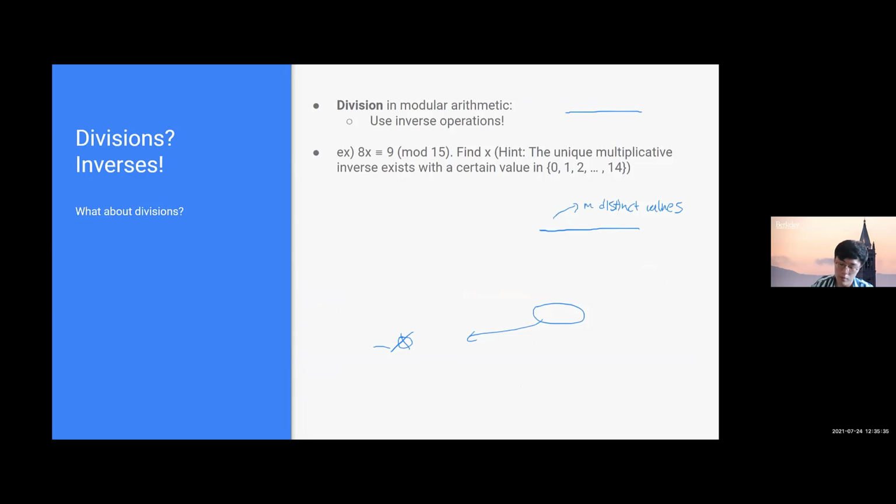Division in modular arithmetic: you should always use inverse operations. So let's try this example. 8x is congruent to 9 mod 15. If the question asks you to find x, what are you going to do? The hint is that the unique multiplicative inverse exists because 8 and 15 are co-prime. So there should be an inverse with a certain value. So try some of the first numbers, 0, 1, 2, and find the actual value that makes 8 times something congruent to 9 mod 15.